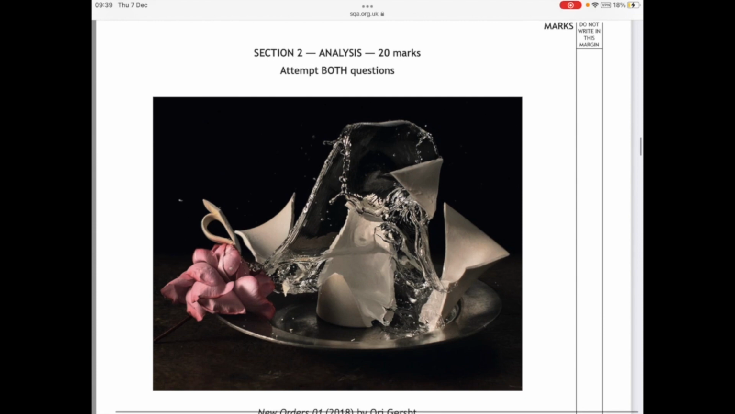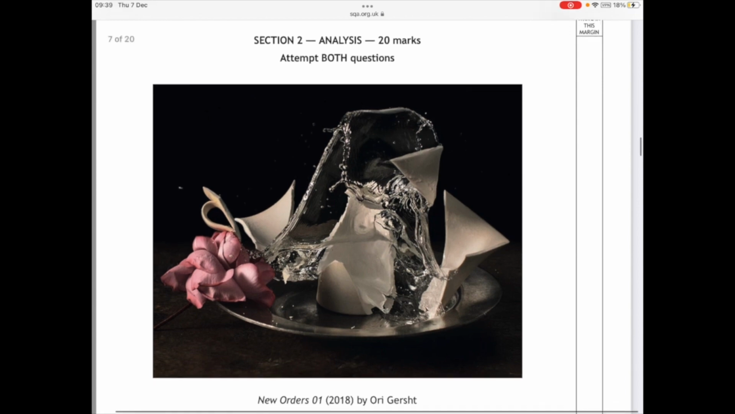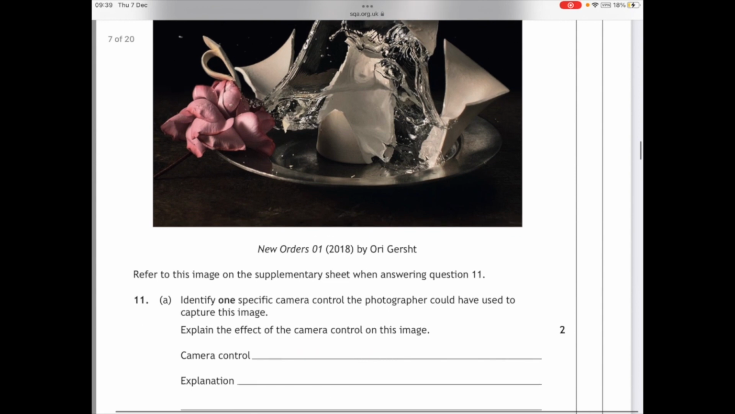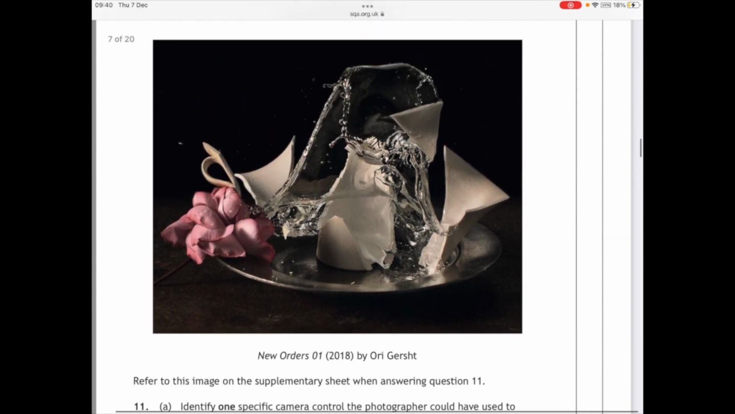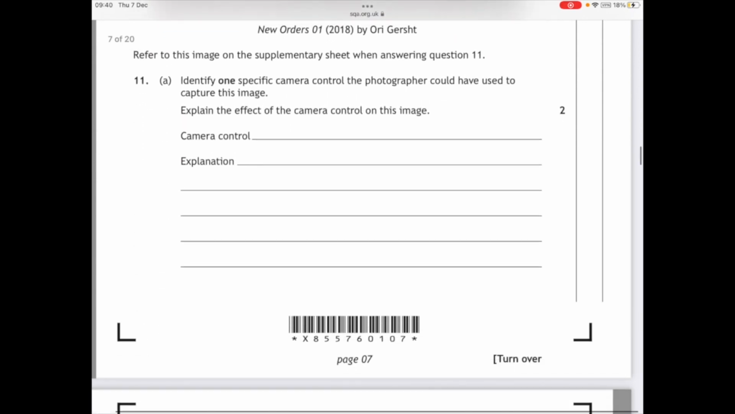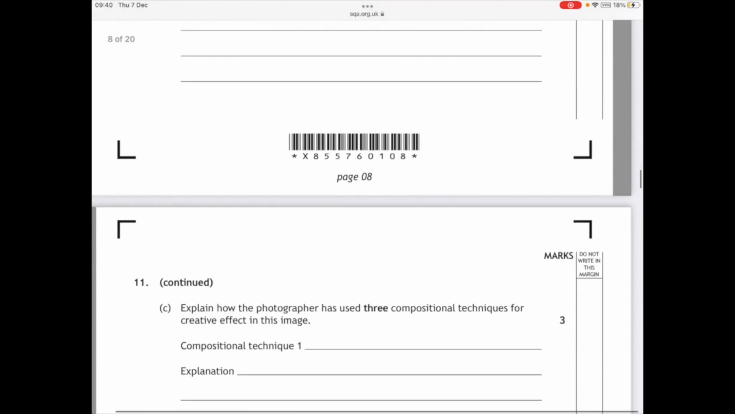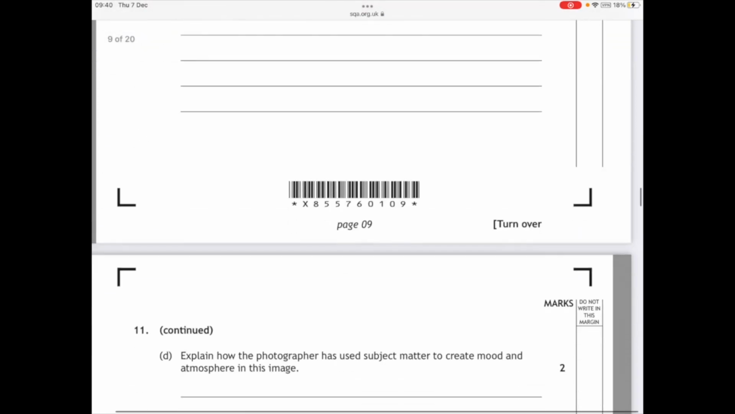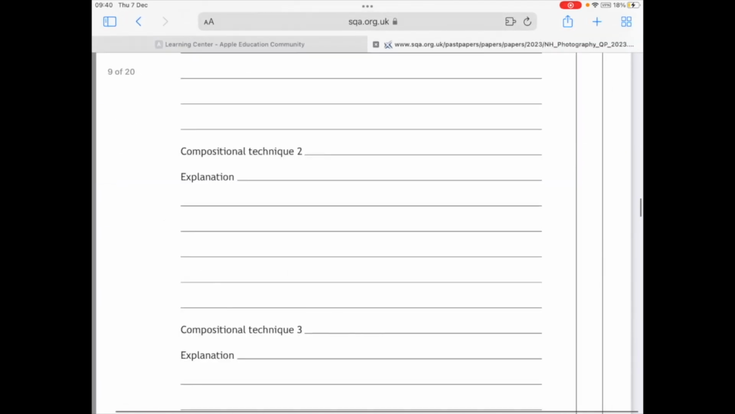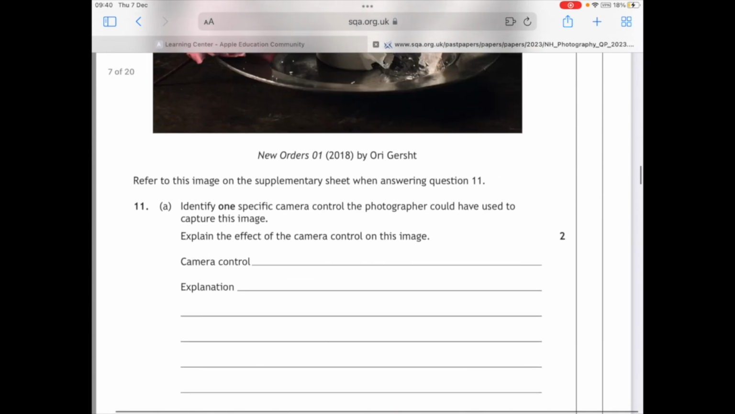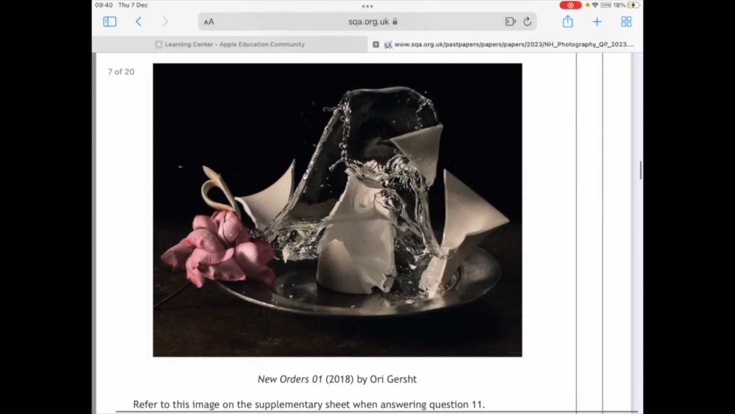Okay, so I will now go through question 11. Section 2, it says attempt both questions. Within question 11, as I said, you're given an image, and then you're given 11A, B, C, and D. So question 11 is broken up into 4 parts, and each question is in response to this picture.